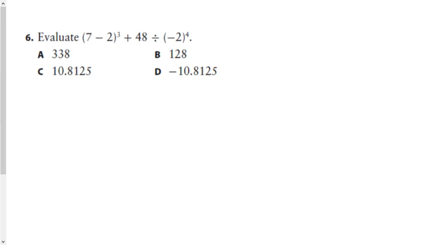Question 6, evaluate. Here we have a BEDMAS question. The first thing I'm going to do is brackets. 7 take away 2 is 5, so 5 cubed plus 48 divided by negative 2 in brackets to the exponent of 4. Just did my brackets first. Simplify my powers second. What's negative 5 cubed? 125. What is negative 2 to the exponent of 4? Negative 2 times negative 2 times negative 2 times negative 2. Positive 16. Once we have that, I'm going to do my division next. 125 plus, how many 16s in 48? 3. Which means 125 plus 3 gives us B, 128, as a simplified expression.